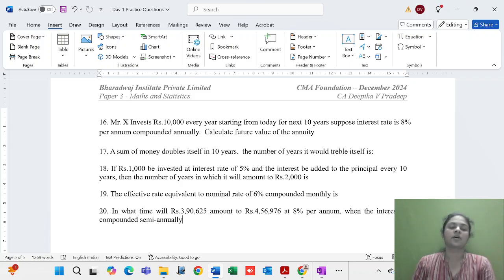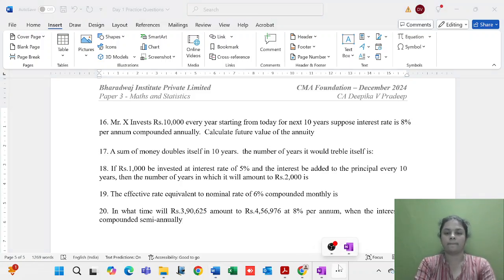Yes, ma'am. Yes. So with this we complete a very important topic in your module 1 and a very scoring chapter also for your syllabus, time value of money. Any doubts in the formula or the concepts? Okay, great. So with this we are done with module 1, which is about 15 to 20 marks of your syllabus. Let's take a pause.